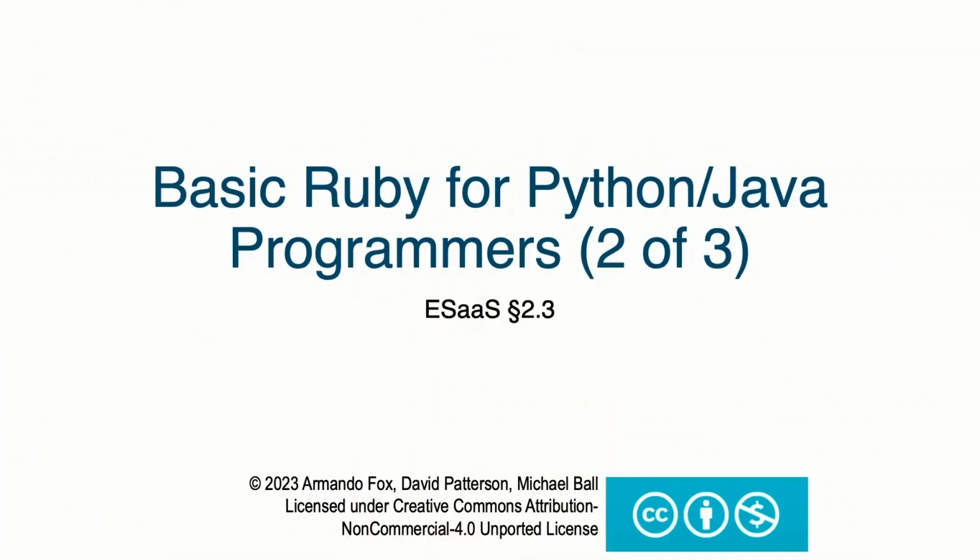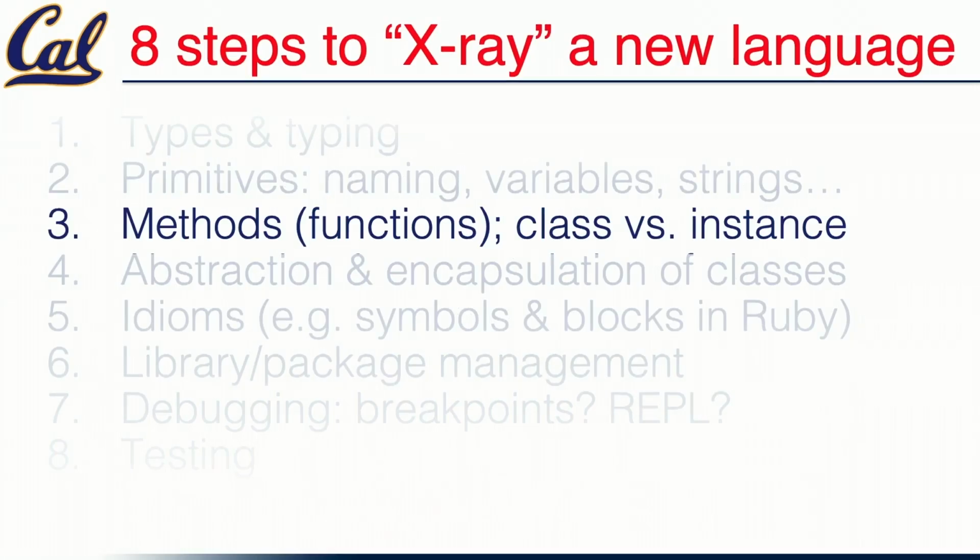Okay, continuing with our 8-point checklist, the next thing we can look at is how do you define functions? Ruby calls them methods. I'm not sure why, but when in Rome, do as the Romans do. So we're going to call them methods. And because Ruby is object-oriented, there are class methods and instance methods. Every method, by the way, is one of those two things.